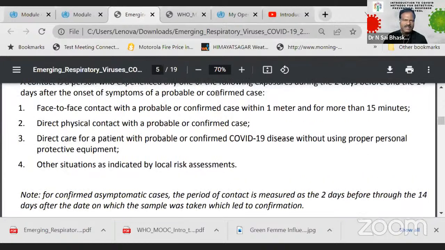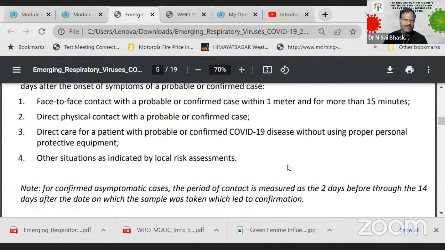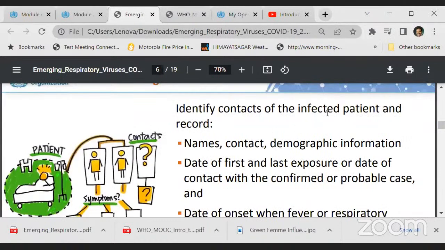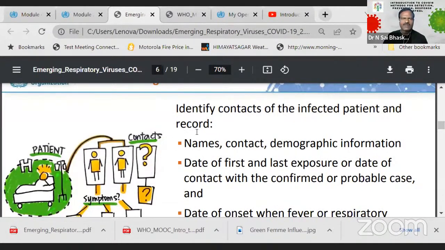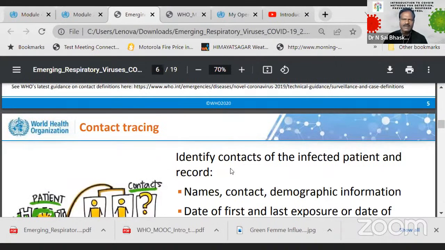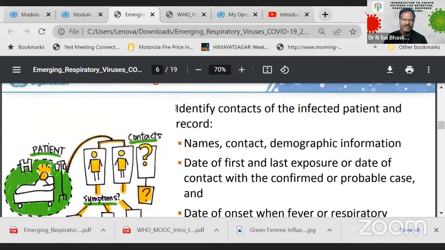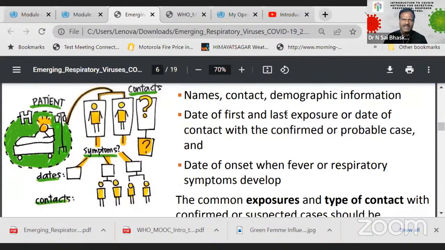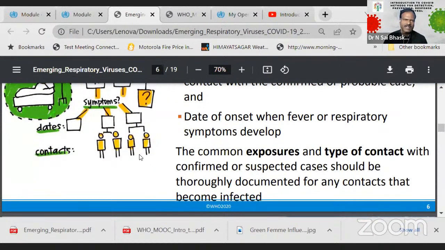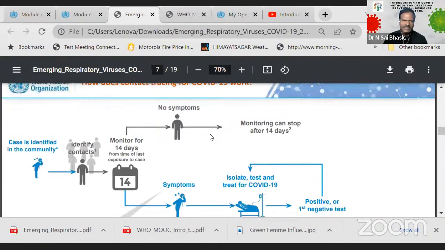Other things, as I said, are the distance or direct contact that person had with the patient and all that. Here we have to identify contacts; this was the database. Initially we had a complete database of how many people one person reached and who that person was: name, contact and demographic information, date of first and last exposure. Now we are not maintaining this kind of intense information. Earlier the government was taking care, especially immediately after the first wave.